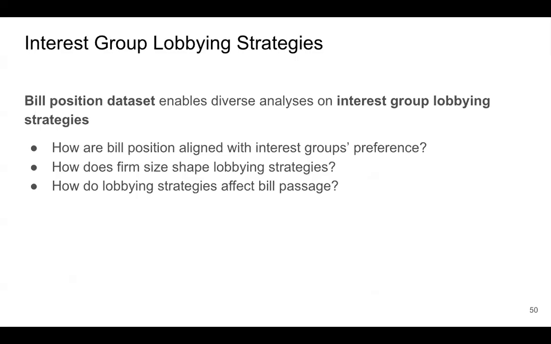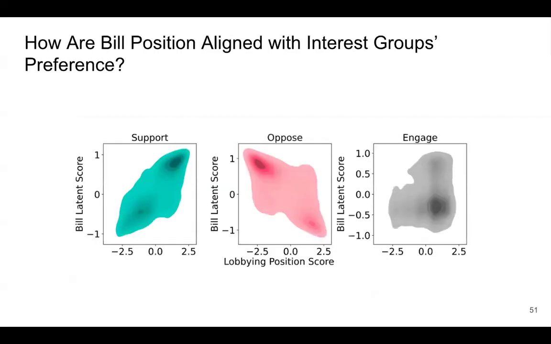But they were really surprised that, by using LLMs and GNNs, you can actually do this at a much larger scale. So you can ask questions like, how are bill positions aligned with interest groups' preferences? When you look at the private sector, how does the size of the firm shape the lobbying strategies? And then how do the lobbying strategies affect the passage of the bills? This is a very macro view.